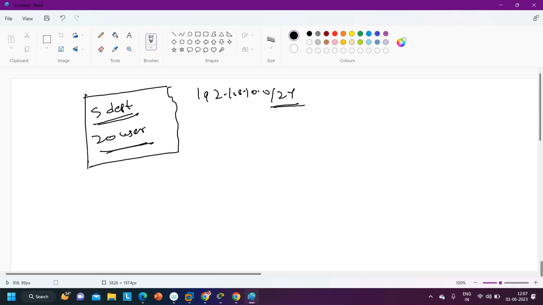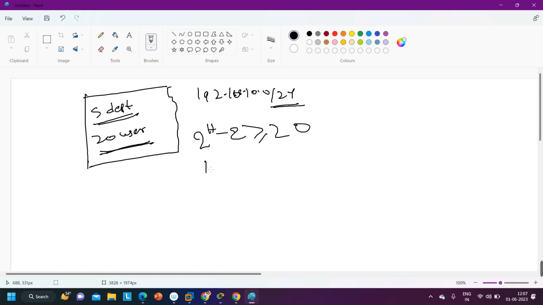See, for that you can pick the valid hosts. We need 20 valid hosts, so 2 to the power h minus 2 should be greater than or equal to 20. The network ID is 192.168.10.0/24.